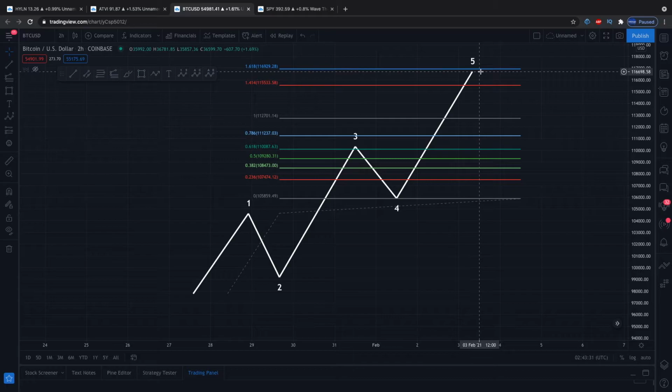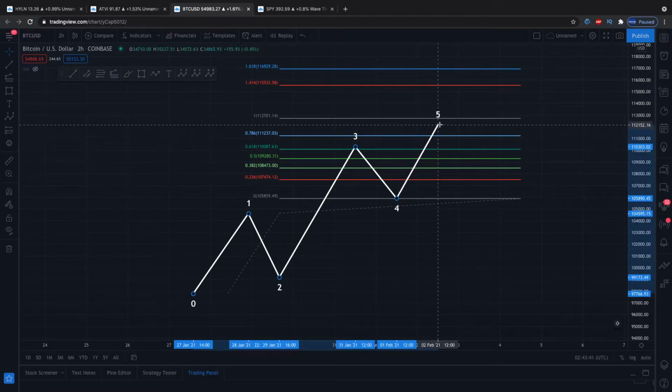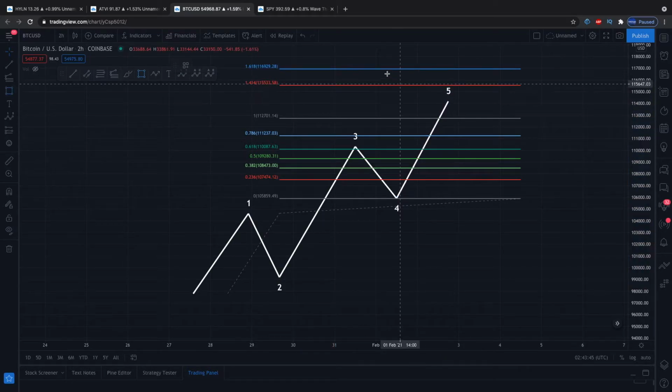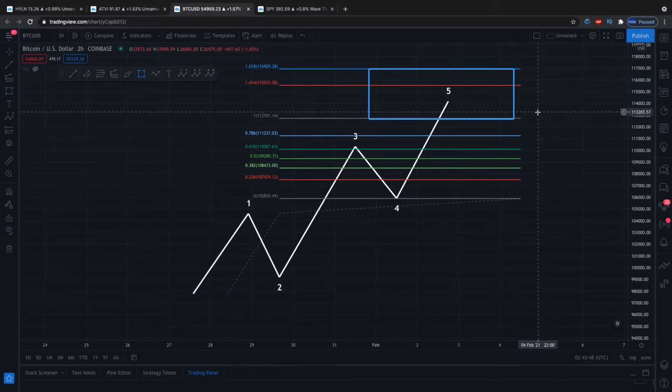Because these are the basics of wave theory, and there's a lot of intricacies and complexities that come with the theory that are pretty important to cover. But for now, typically wave 5s will land around these areas. So I will mark that with a box. So wave 5s can land typically anywhere here.